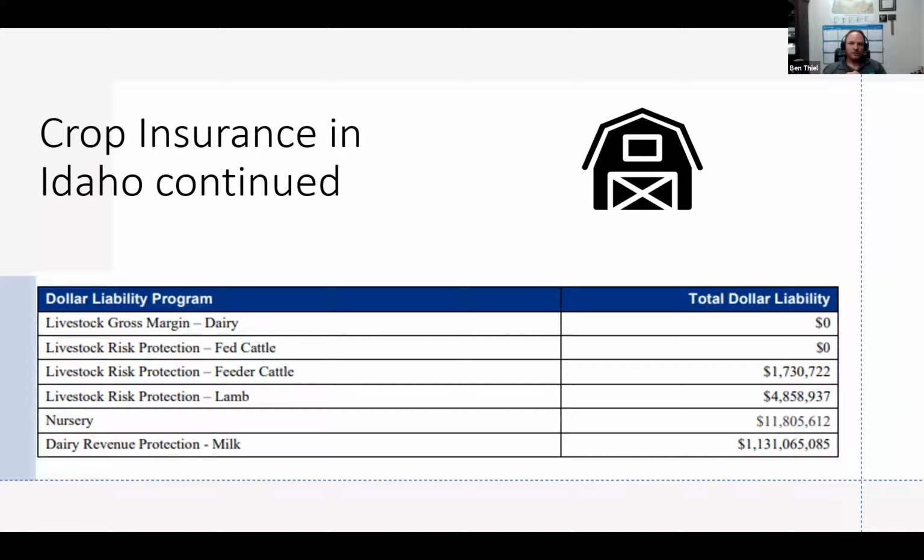This slide just shows what we also cover beyond just crops. We do have some livestock policies. You see the liability that's being insured. We have a nursery policy, so there's some insurance going on there. And then dairy revenue protection, for liability, we're insuring a substantial amount of milk production.